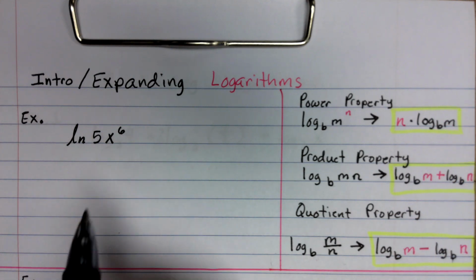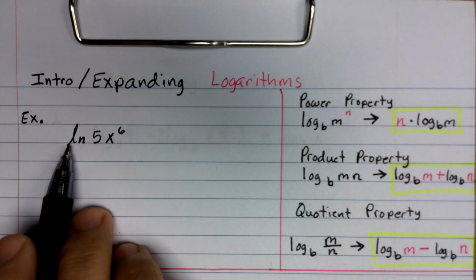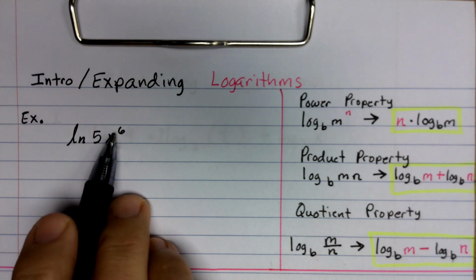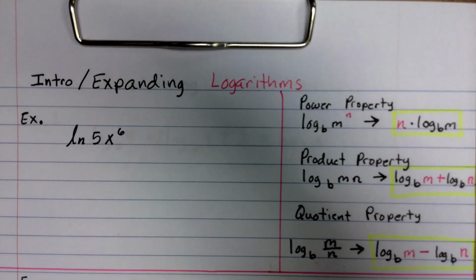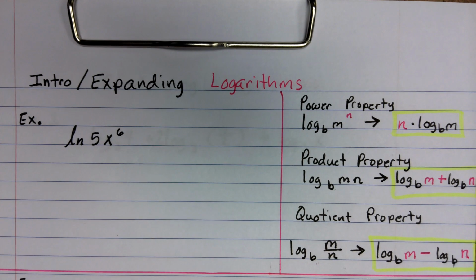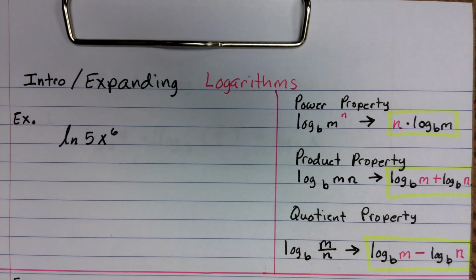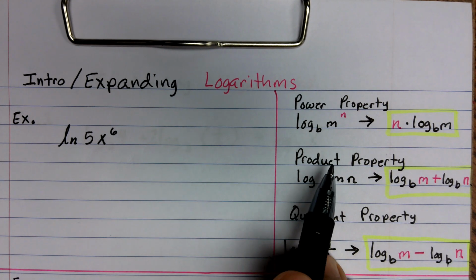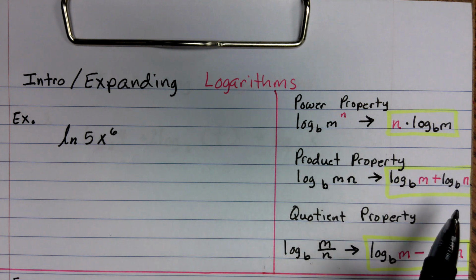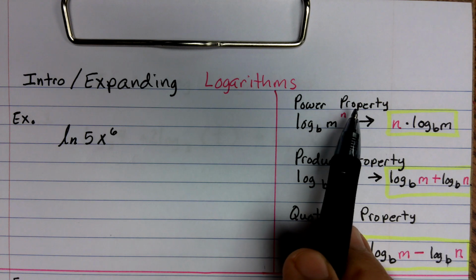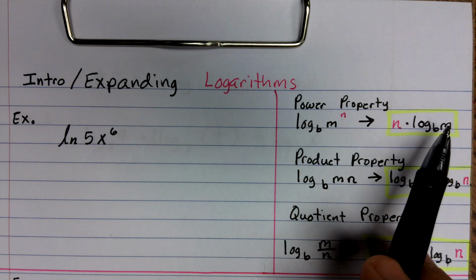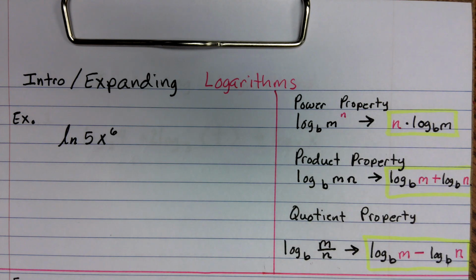So example number 1 right here, notice we have a natural log, so ln of 5x to the 6th power. So notice we do have multiplication going on and we do have a power. So the reason I mention this is because we're going to have multiple rules that we're going to use in order to solve this problem. We are going to have to use our product rule because multiplication is occurring. But since we have a power, we're also going to use our power property in order to remove the power from that variable and place it in the front.